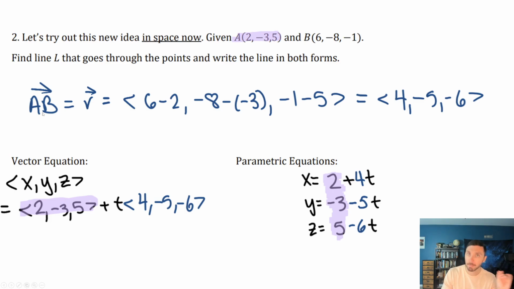The vector AB is our direction vector. So the way we find that is 6 minus 2, that's your 4. -8 minus -3, that's a -5. Same idea for the z component, you get -6. This represents my direction. Well, if I then use A as my initial point, I can then come up with each of these components. That's pretty sweet.